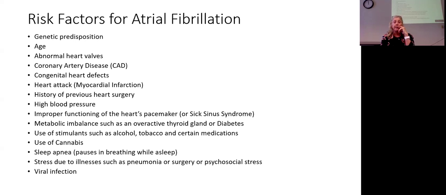Having blockages in your coronary arteries, having had a heart attack, any kind of congenital heart defect, previous heart surgery, once again, it changes the structure of the heart and makes it so that these cells are triggered and more likely to take over. High blood pressure puts pressure on the heart, also changes the structure of the heart, and makes it more likely that you could develop atrial fibrillation. Sometimes that main pacemaker of the heart is not functioning correctly. And if it's not functioning correctly, it makes it so other cells will take over.